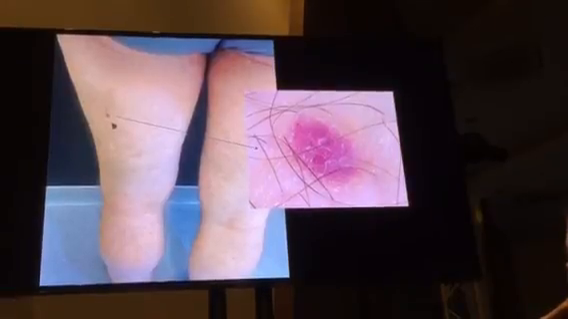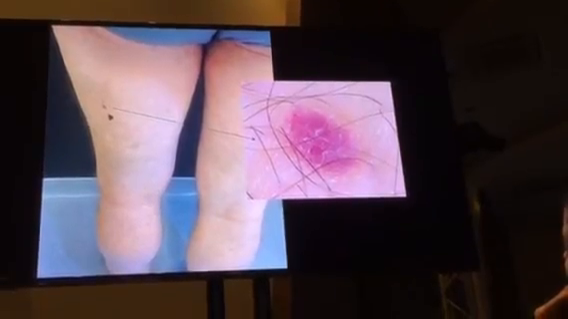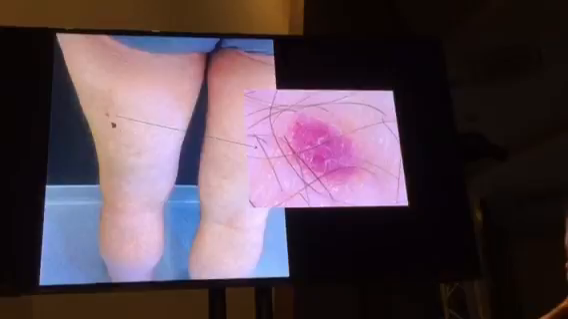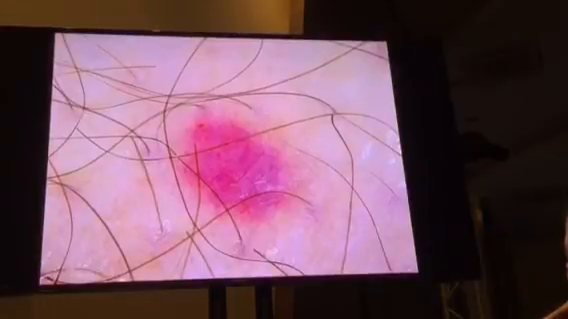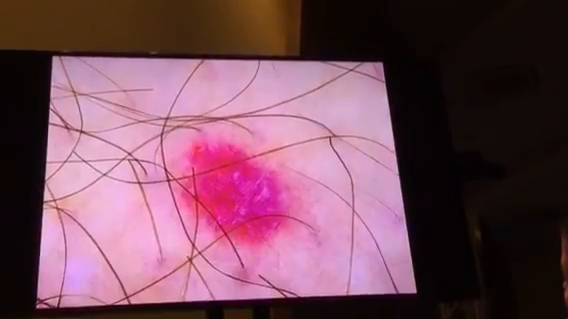Third example, on the leg. I often find the shiny white blotches and strands in non-pigmented basal cell carcinomas of the lower extremities. So, a pink lesion here. On non-polarized dermoscopy, you see a little erosion here, so a little hint this may be a basal cell carcinoma. Here are the shiny white structures that you see from non-polarized to polarized.